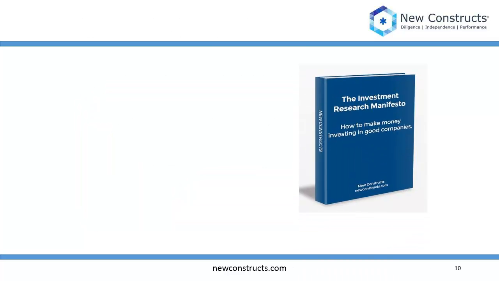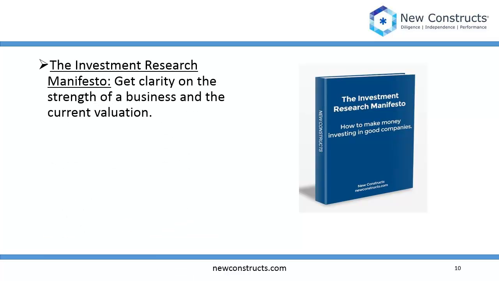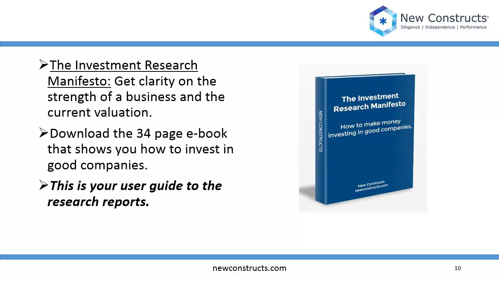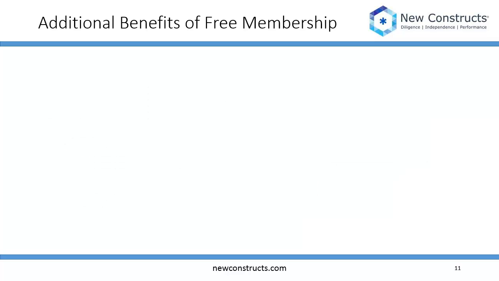All right, so if this stuff is new to you, we've actually taken it a step further, and we've created a user guide to how to make money investing in good companies. You want to get clarity on the strength of a business and the current valuation. The Investment Research Manifesto is a free book that you download that's a part of your membership. So essentially it teaches you how to use the tools within the membership site. So this is your user guide to understand the research report, which stocks to find, and then ultimately how to use the ratings that we showed you from very attractive to most attractive. From very attractive to very dangerous.